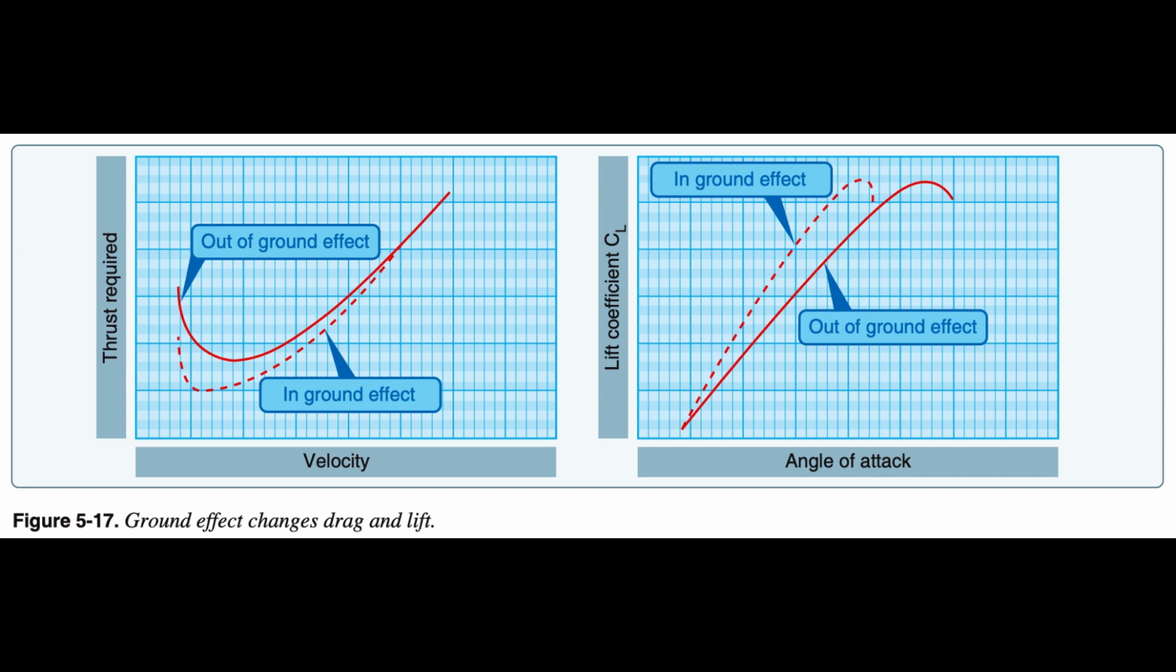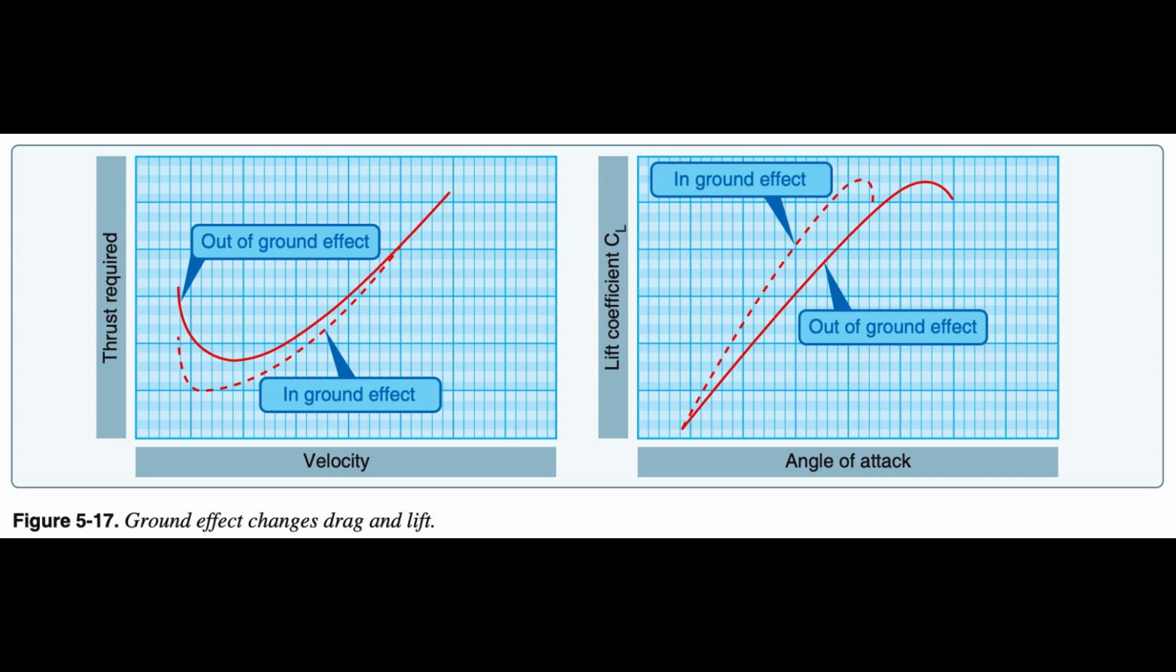However, the reduction of the wingtip vortices due to ground effect alters the spanwise lift distribution and reduces the induced AOA and induced drag. Therefore, the wing will require a lower AOA in ground effect to produce the same CL. If a constant AOA is maintained, an increase in CL results. Figure 5.17.